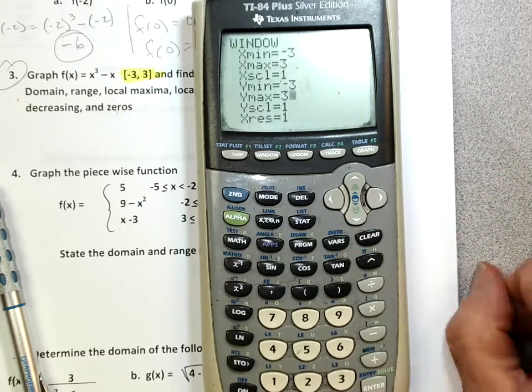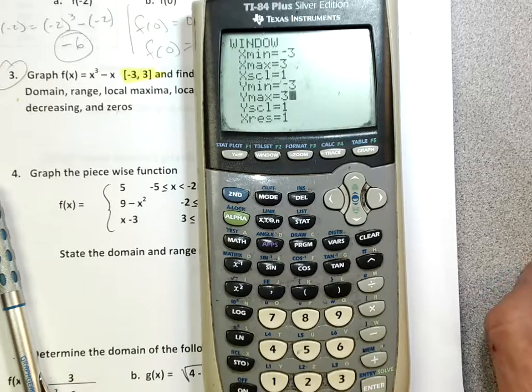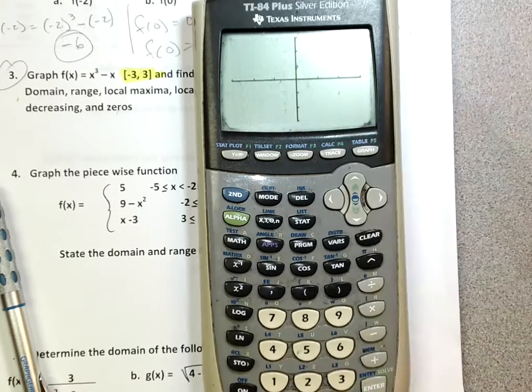Okay, how's that? How am I doing? There we go. So now if I graph it, that's a better look at it, isn't it? Right? Everybody have a picture that looks like that?